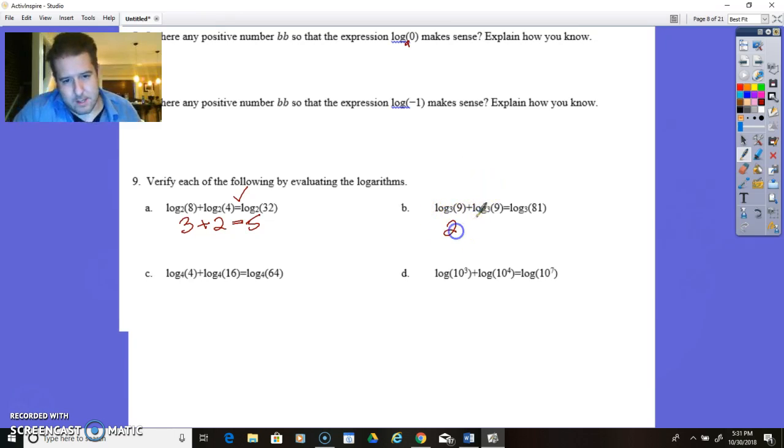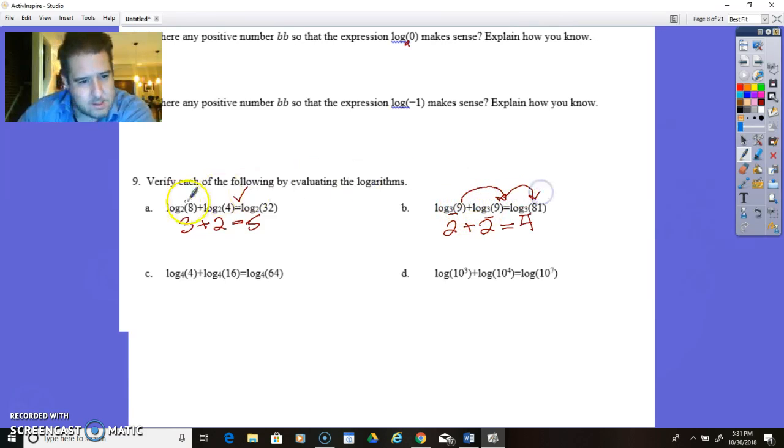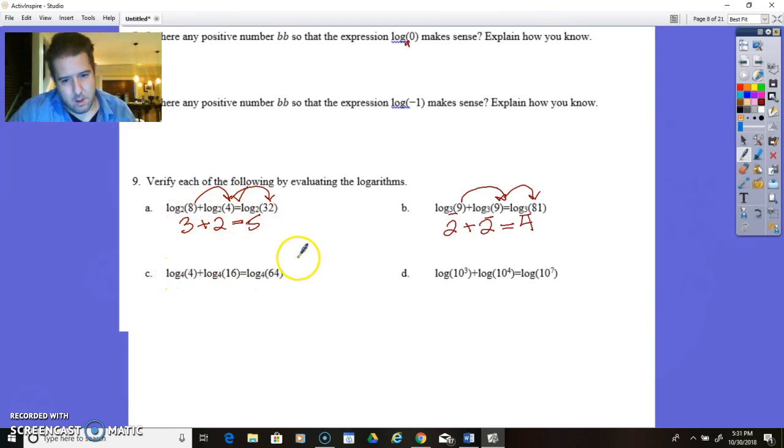3 squared is 9. And 3 to the 4th power is 81. What you're noticing here is that as long as you have the same base for all of them and it's addition, then you can simply, in this case, log base 3 of 9, just multiply this number times this number, and it equals this number. So 8 times 4 is 32. And this only works if they're all the same, if it's addition, and they all have the same base. So they all have the same base here.